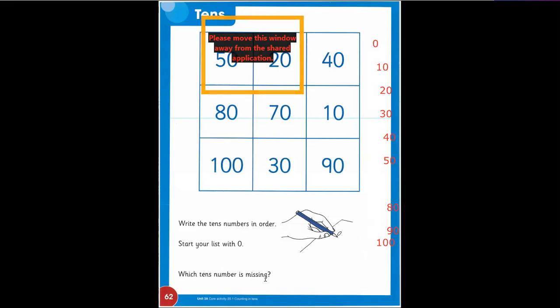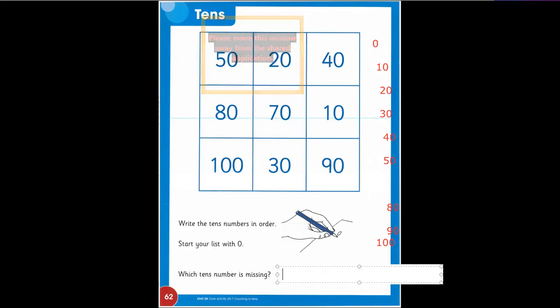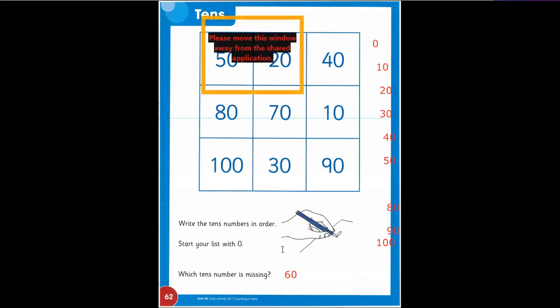Which 10 number is missing? Which 10 number is missing, boys? 60 is missing. Okay, make a list and answer the question. Which 10 number is missing?